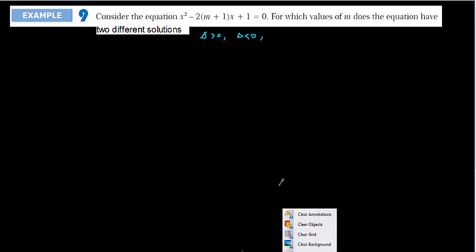For these types of questions, we studied this when we were learning the delta form, when delta is greater than 0 or delta is less than 0. Now we are going to solve this type of question. Consider the equation x squared minus 2 times (m plus 1) x plus 1 is equal to 0, and for which values of m does the equation have two different solutions.